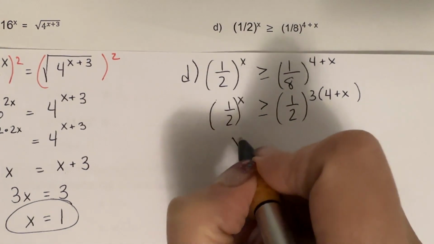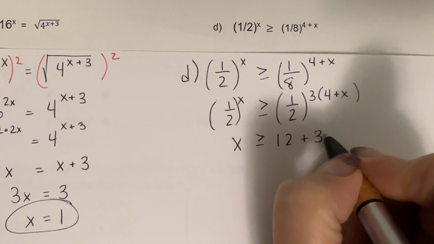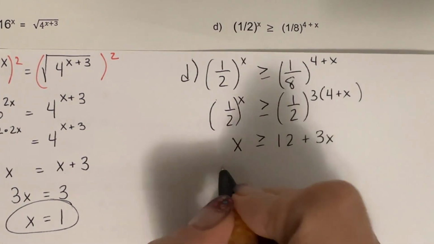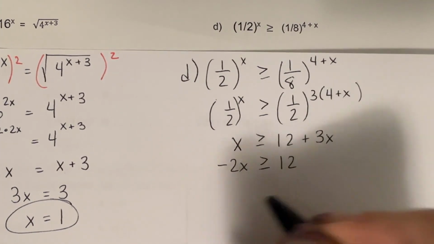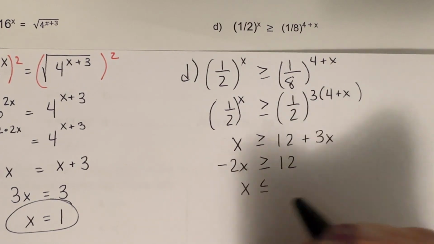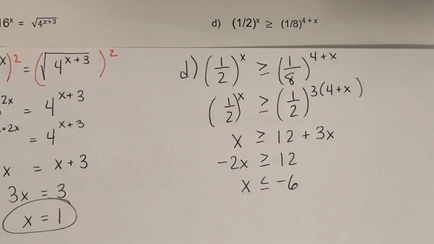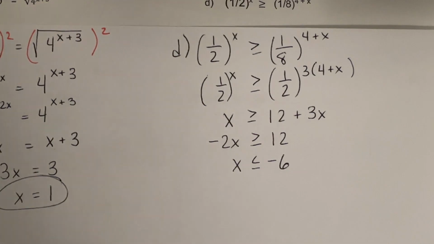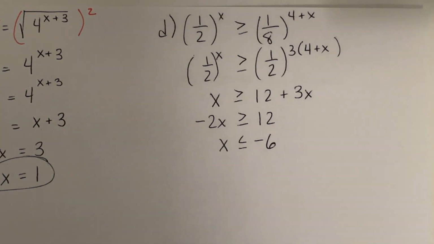All right, so this means that x will be greater than or equal to 12 plus 3x. Okay, let's do a little solving. I'm just going to move this x over here to the left side, and then I'm going to divide by -2. Okay, so let's talk about my answer. So my answer says x is less than or equal to -6. So a few of you missed this problem or a problem similar to this on the quiz because you didn't have your inequality going the right way.